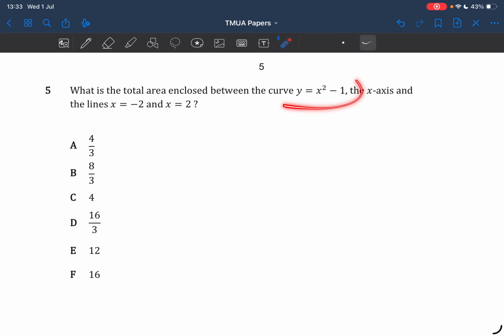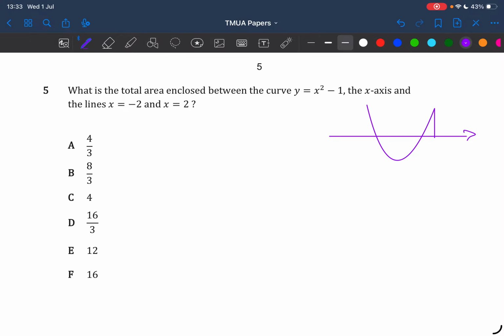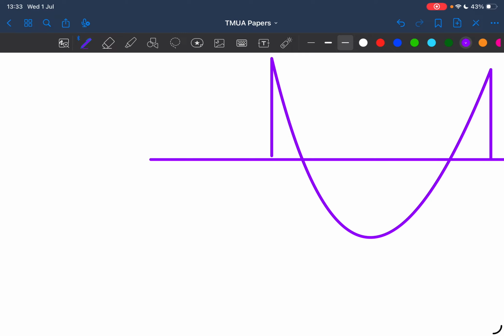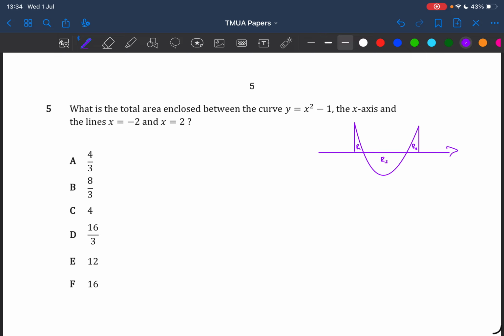Total area enclosed between the curve y equals x squared minus 1, the x-axis, and the lines x equals minus 2 and 2. Okay, what have we got then? We have some quadratic, doing quadratic things. We have some x-axis doing x-axis things. We need a line at 2 and also a line at minus 2. And I think that's it. So let's label these bits. We'll call that R1. This can be R3. That can be R2.